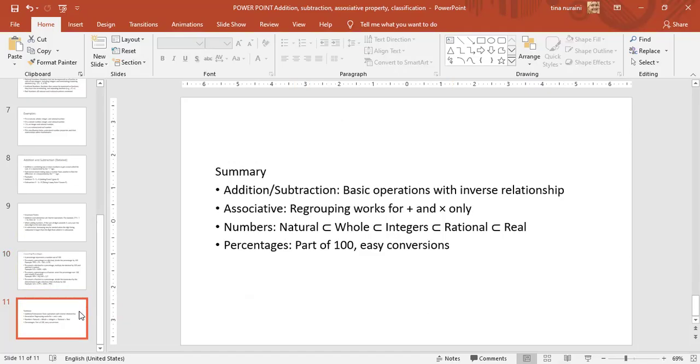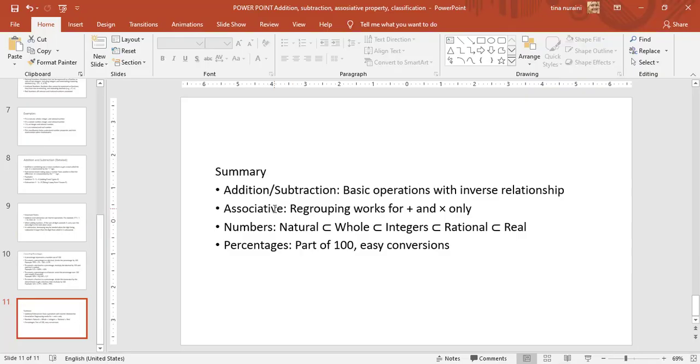If you really learn the fractions first, and then the operations, you will be guided from the fraction. Okay, the summary. I will express the summary for addition and subtraction: basic operations with inverses.